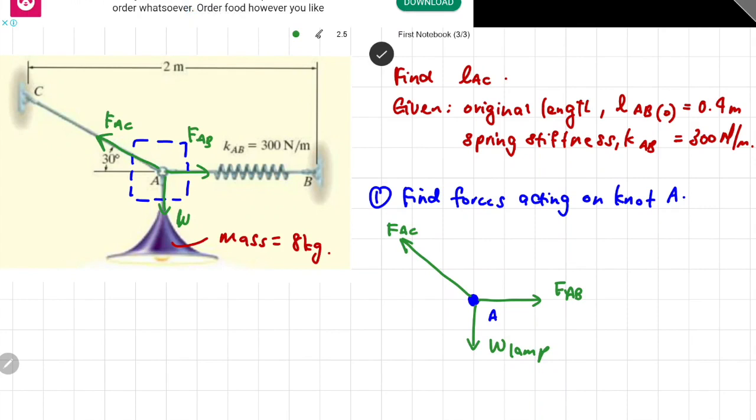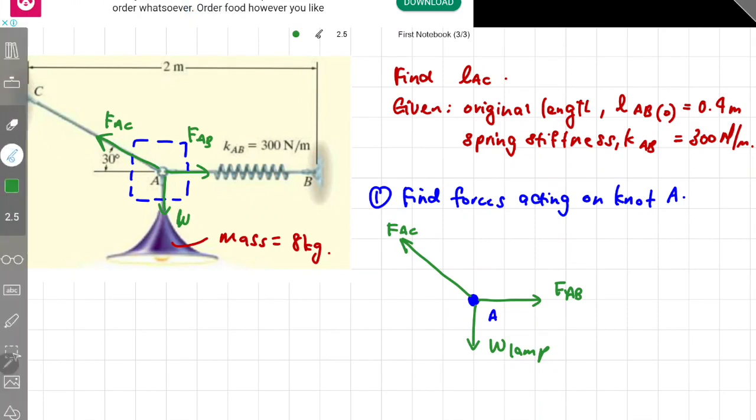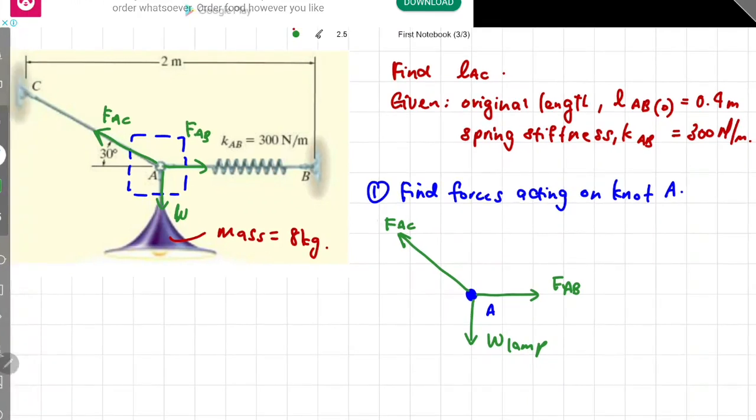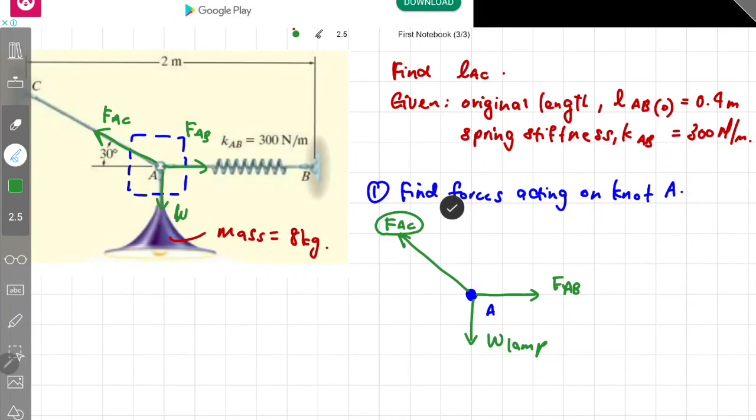The weight of the lamp and also the force at the spring AB is okay, no problem, because it is in a planar system whereby the weight of the lamp is in the y direction and then the FAB is in the x direction. The problem now is at the cord AC. It is slanted like that. So in order to simplify your free body diagram, you have to convert or resolve the FAC into an equivalent force in the x direction and also an equivalent force in the y direction.